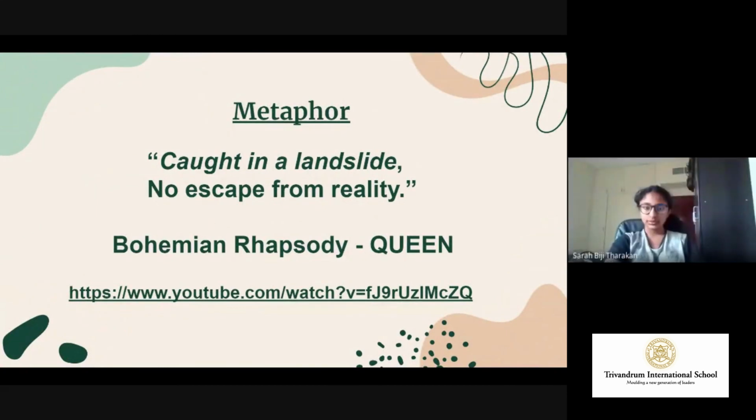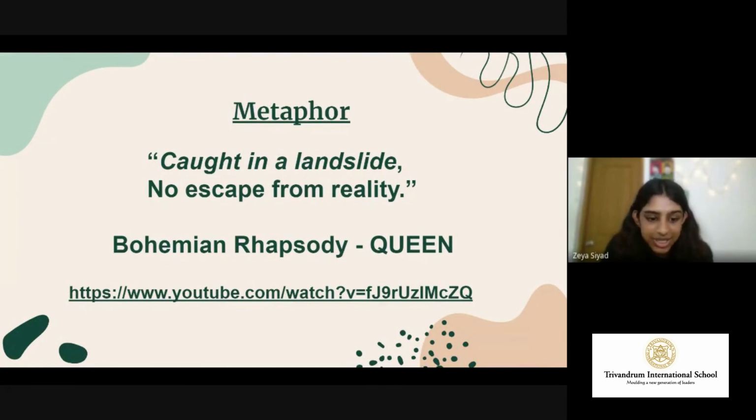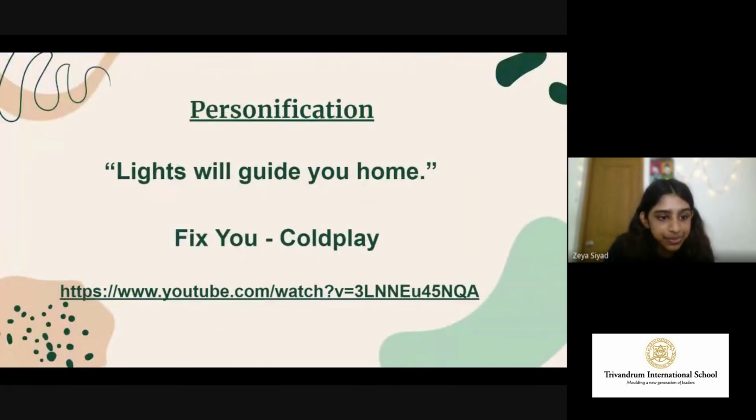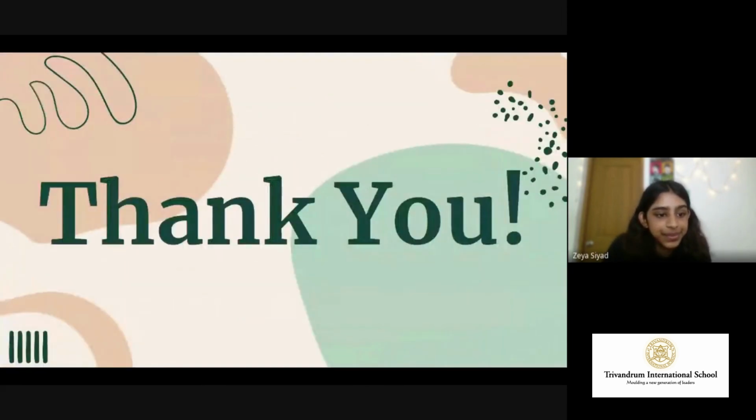Zaya. This is a metaphor as it isn't literal. Instead, it uses imagery to compare the man's life events to a landslide. It helps us understand that the events are troublesome and dangerously overwhelming for the man. Personification is the attribution of a human characteristic to something non-human. Here, the lights are given a human trait. It guides the person. That is it. Thank you.